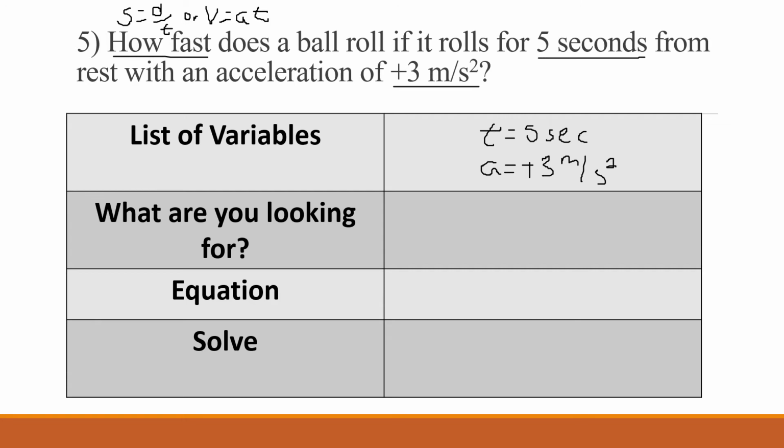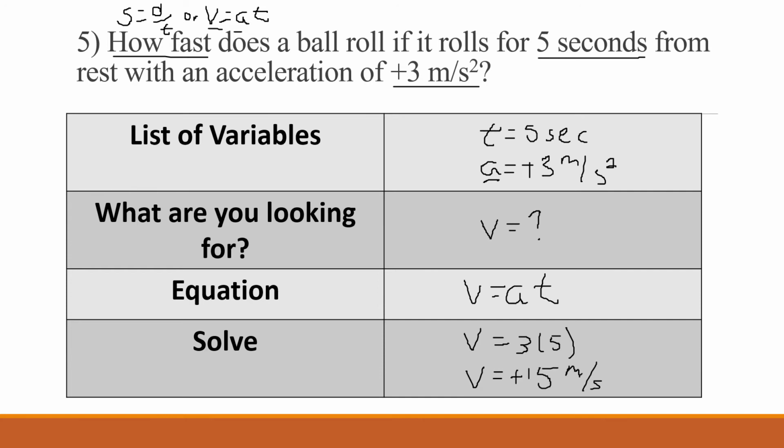So there's only one equation that has an acceleration and a time that solves for how fast. That means we're looking for velocity, because whenever we have acceleration, we're looking for velocity. Acceleration and velocity are connected. So the equation that we're using is velocity equals acceleration times time. I plug in velocity equals 3 times 5. Velocity equals plus 15 meters per second.